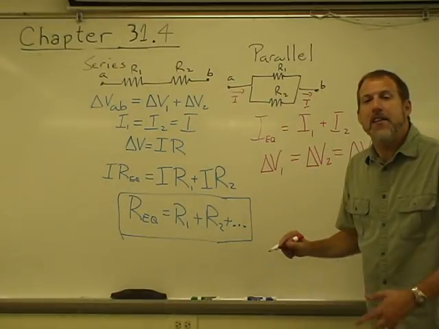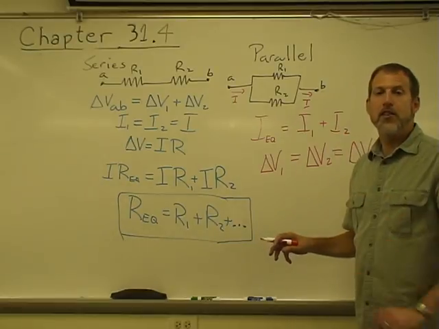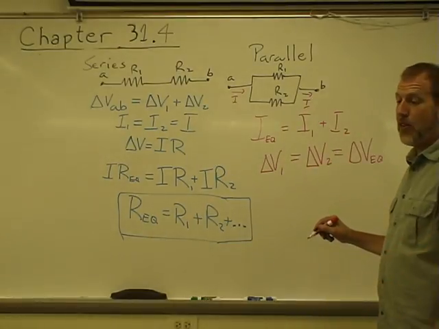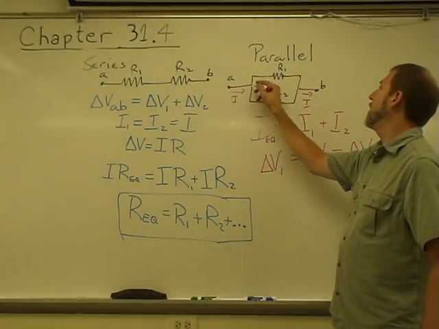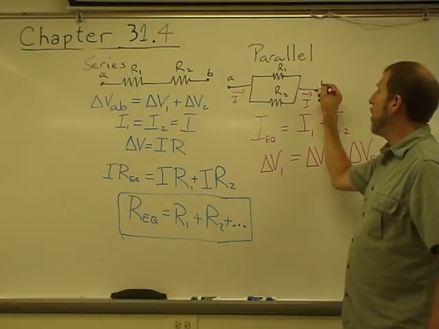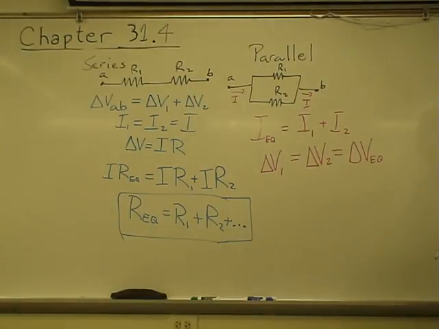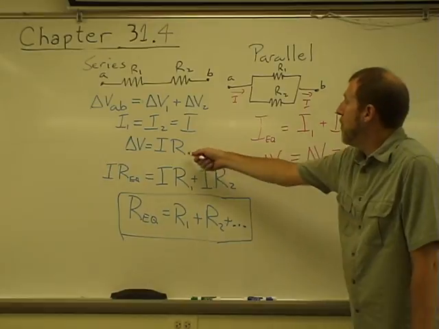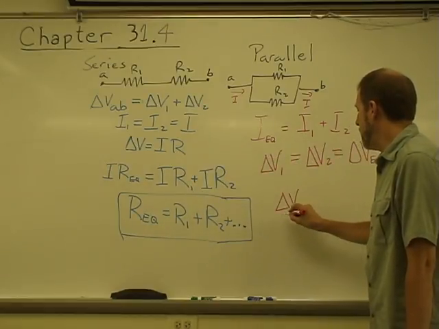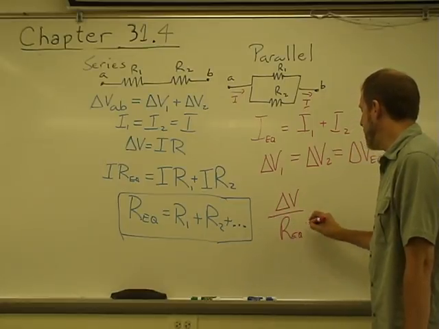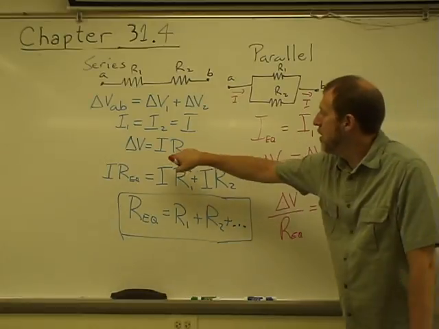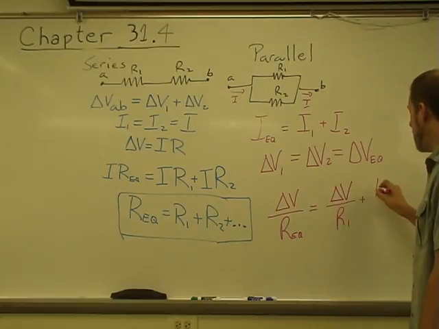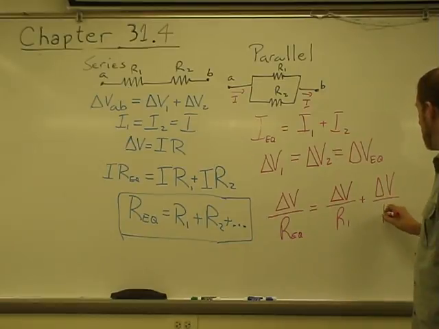because if I go from point A to point B, it doesn't matter what path I take, the change in potential has to be the same. If these are ideal wires, then the change in potential over the path through R1 must be the same as the change in potential through the path going through R2. So, if I write it like this, okay, from Ohm's law the current through the equivalent resistance is delta V over R equivalent, and that's equal to I1, which is just the change of potential over R1, plus I2, which is just delta V over R2.